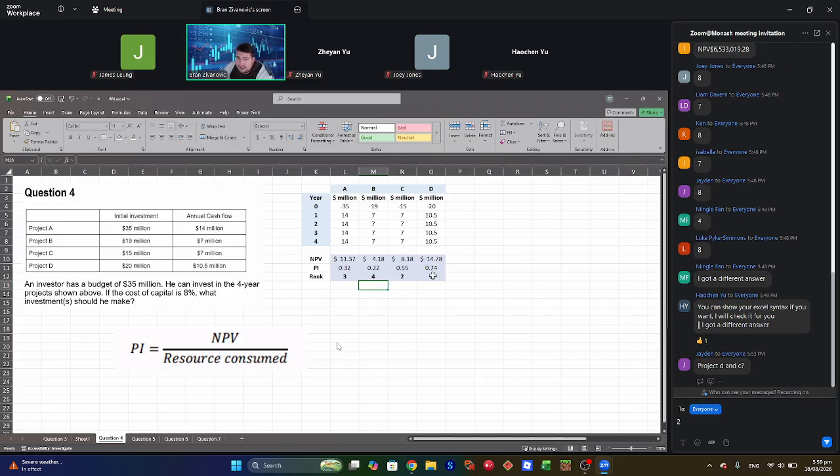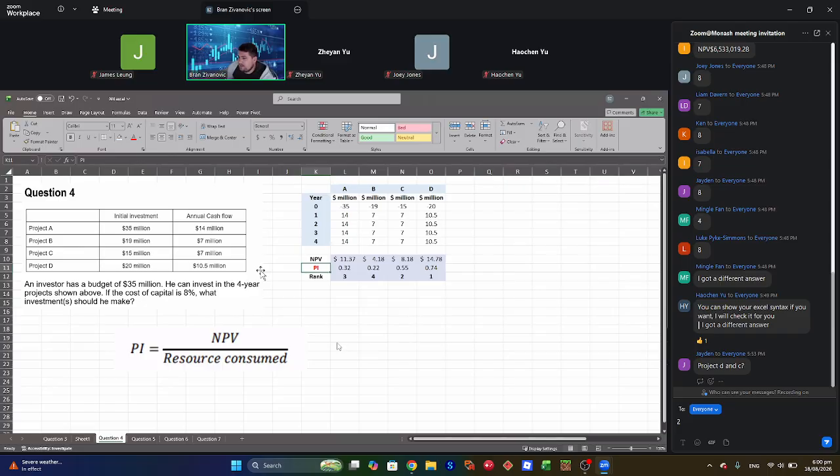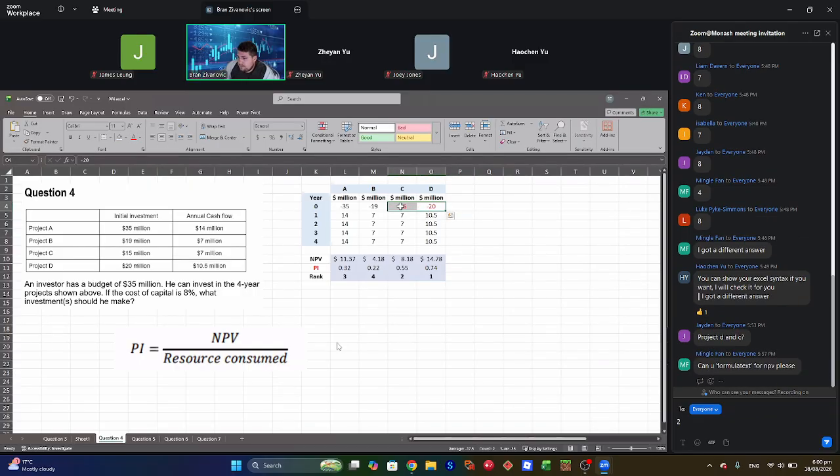Now, which project would you select based on both the profitability index and the 35 million constraint? Because remember, while all of the projects give you a positive PI, you've got a capital constraint. You only have 35 million to invest. So let's have a look at option D and see which are highest. Project D is 20 million. Project C is 15 million. How much is that? That's 35 mil, right?